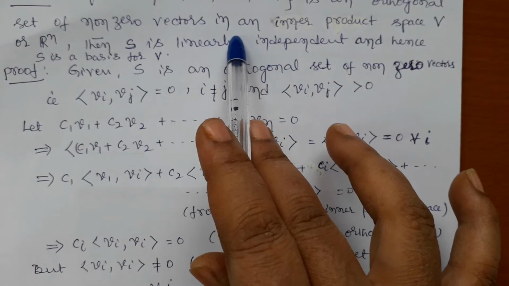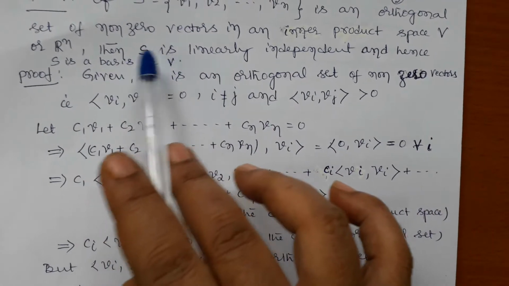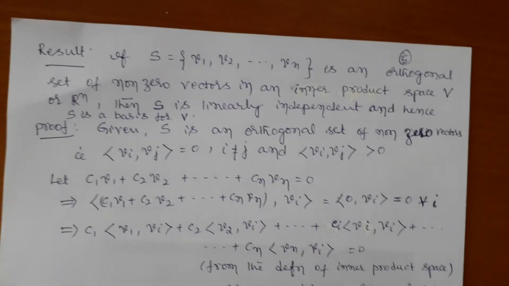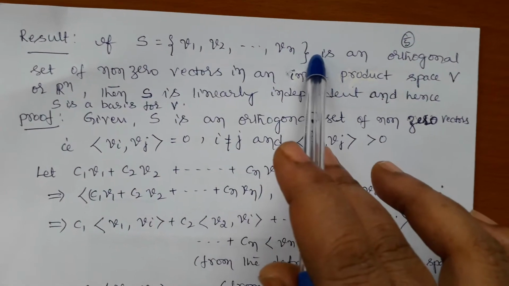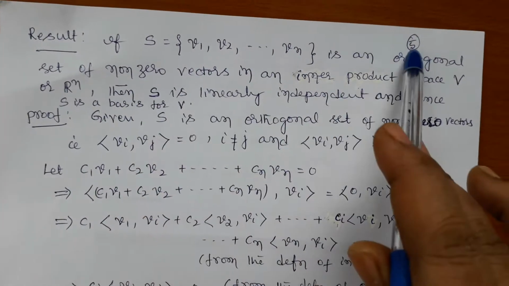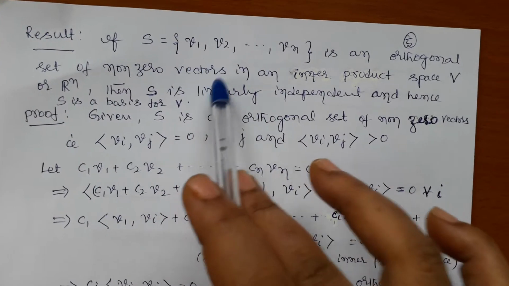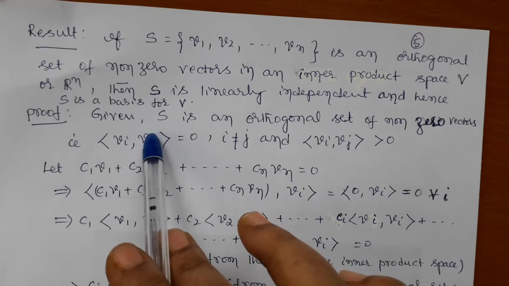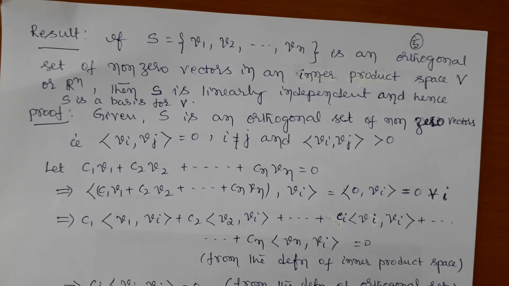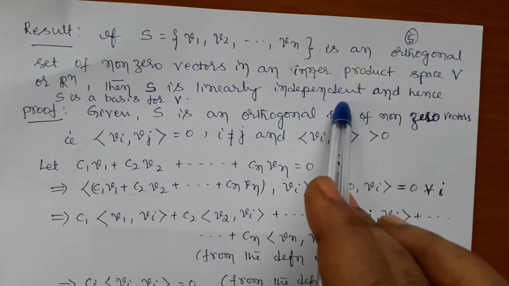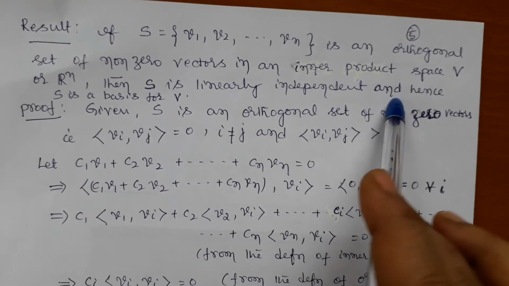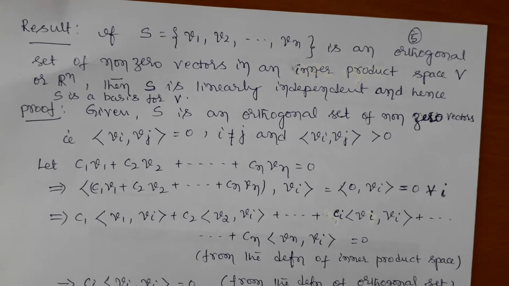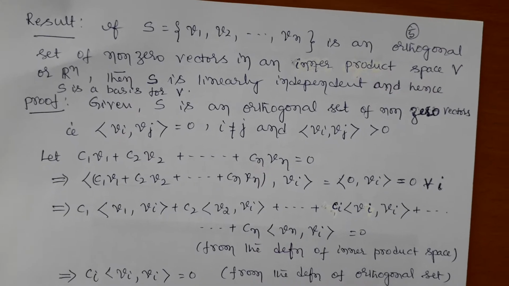then S is linearly independent. I have to show that S is linearly independent, and hence S is a basis for V. Now they are given that S, having n vectors, is an orthogonal set of non-zero vectors in an inner product space V or just R power n. Then I have to show that S is linearly independent. Once you show that S is linearly independent, then immediately S is a basis for the inner product space V over R power n.